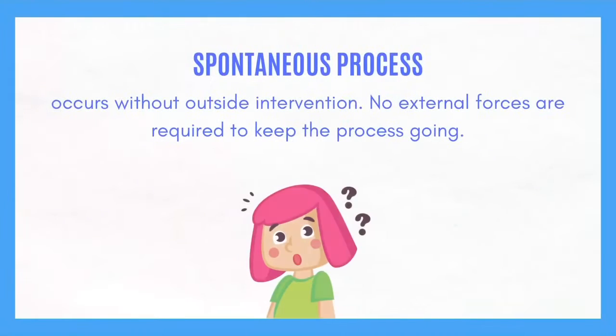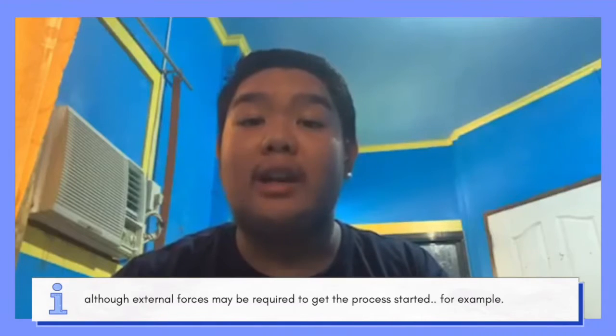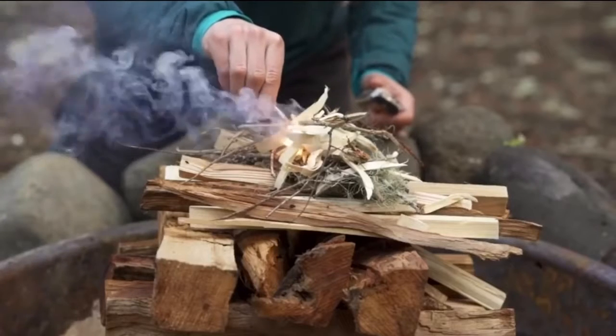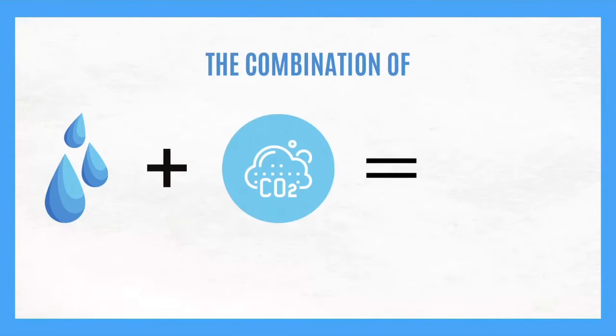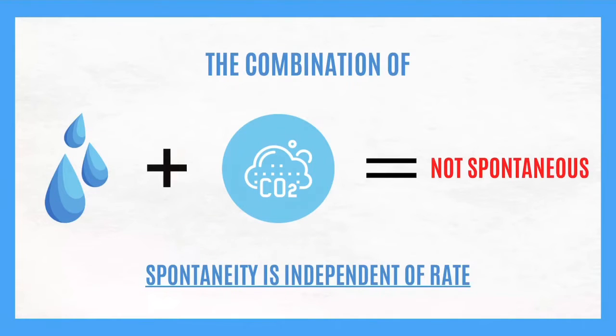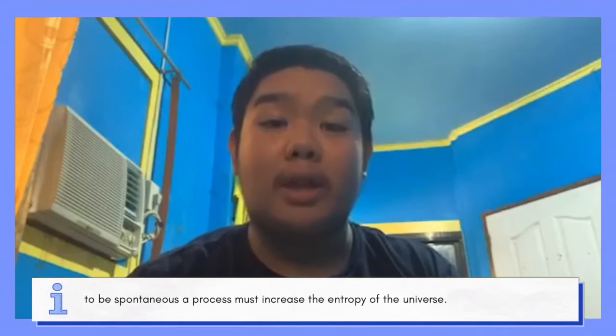Spontaneous process is a process that occurs without outside intervention. No external forces are required to keep the process going, although external forces may be required to get the process started. For example, the burning of wood is spontaneous once the fire is already started. The combination of water and carbon dioxide to reform the wood and oxygen is not spontaneous. Spontaneity is independent of rate. To be spontaneous, a process must increase the entropy of the universe.